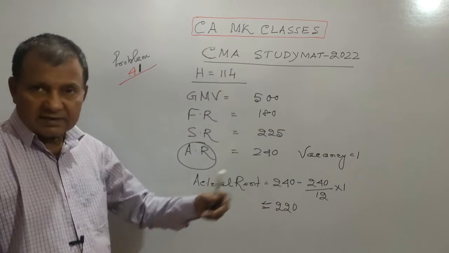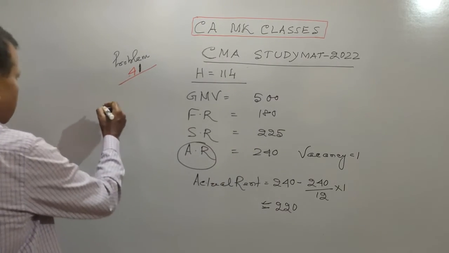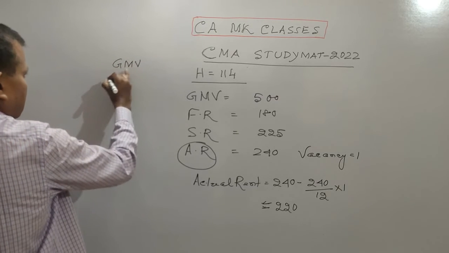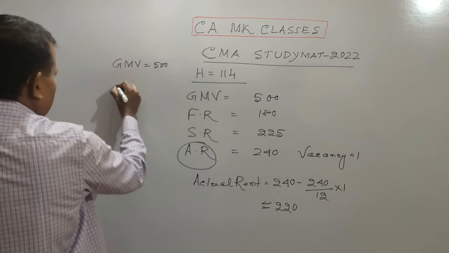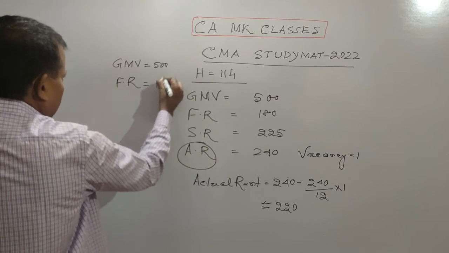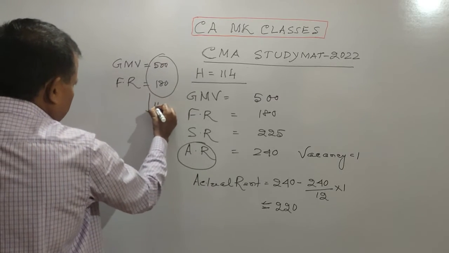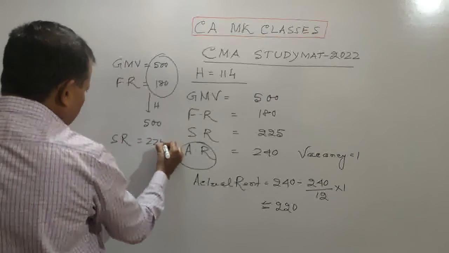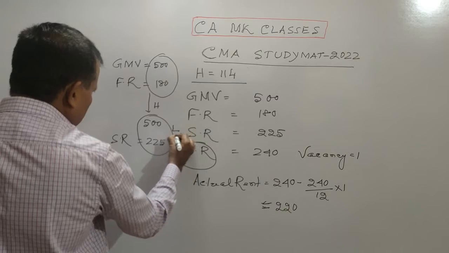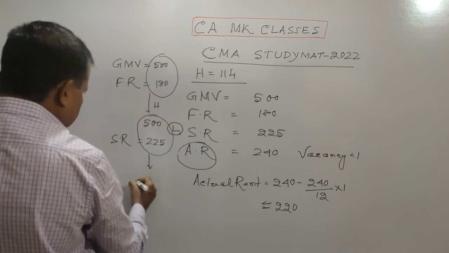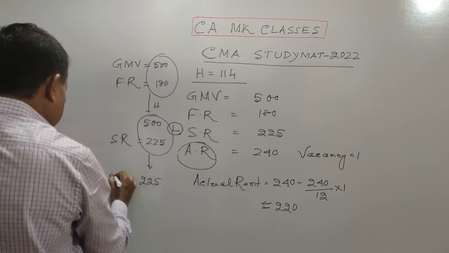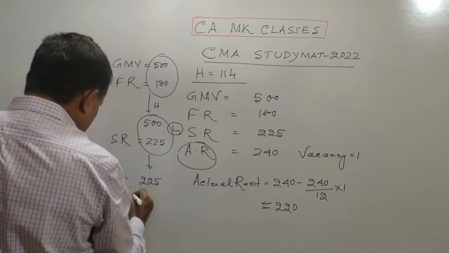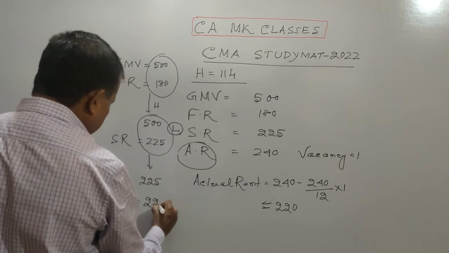Now let us proceed. We will go to the flow chart. So for your understanding, I am again doing the flow chart. Gross municipal value 500, fair rent 180, whichever is higher, the higher one will go here. This is 500. Standard rent 225, whichever is lower, जो lower, this will go to next step, that is 225. This is expected rent or reasonable expected rent. Actual rent, this is actual rent. Actual rent is 220.